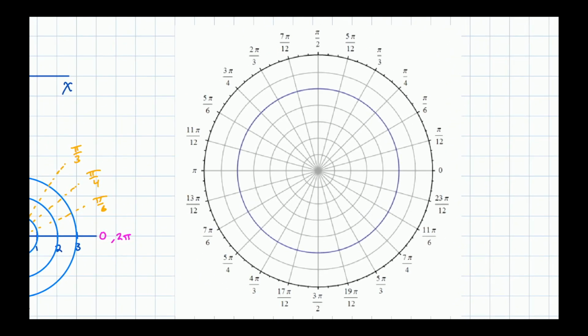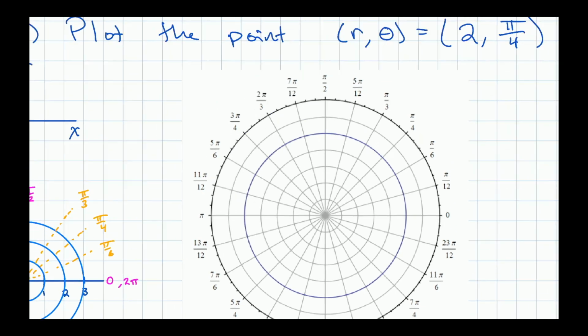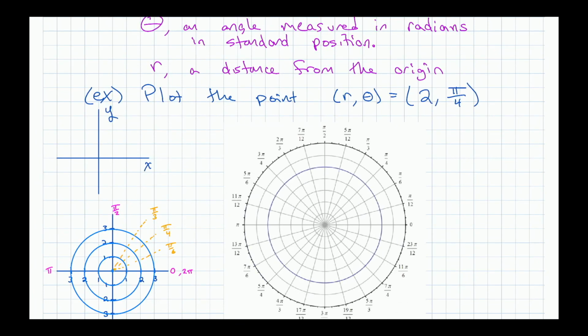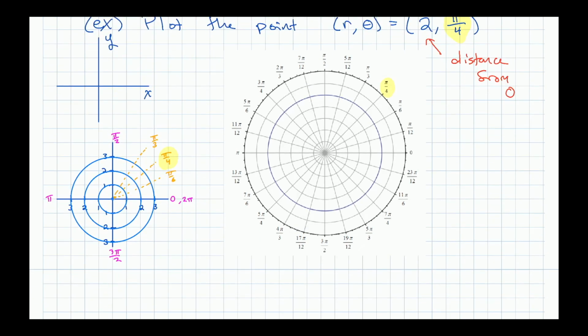So if you were trying to plot the point, what you would do is you would simply find the angle here, right? So we've got this angle, pi over 4. So where's the angle pi over 4? Of course, it's right there, over here. And then you've got the radius 2. So this is your distance from 0 right here. So you just find the angle pi over 4, and then you just move out from the center here in that direction by 2.